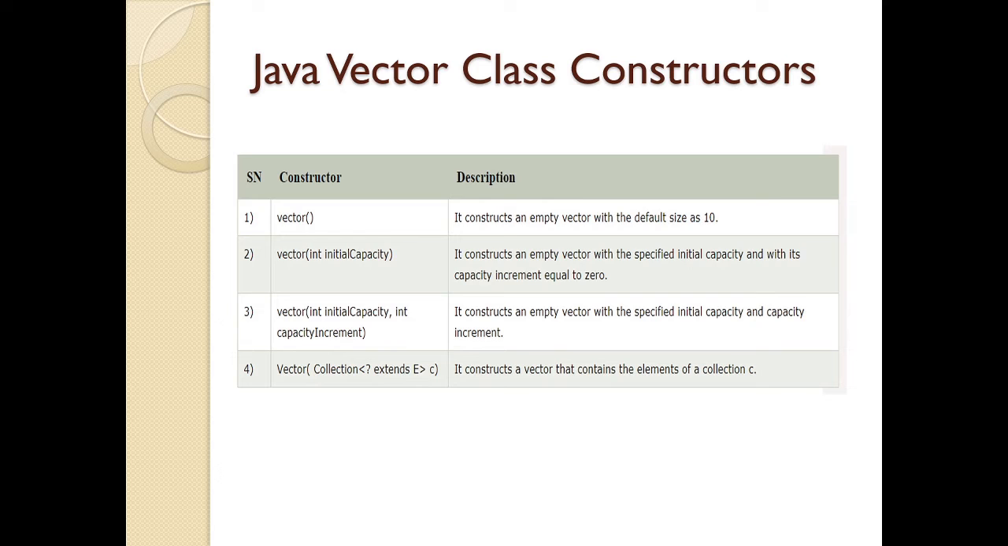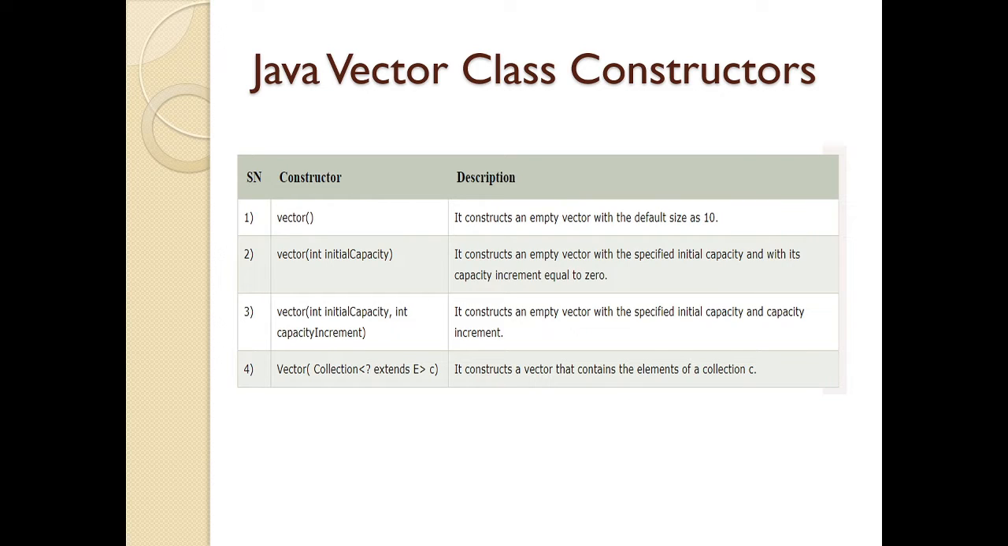Now proceeding further, let's see how you create a Java vector class constructor. The first way is to create an empty vector, and the empty vector will always have the default size of 10. So whenever I create a vector by calling Vector v = new Vector, the default size will be 10. Again, similar to array list and linked list, you need to specify the data type of the vector.